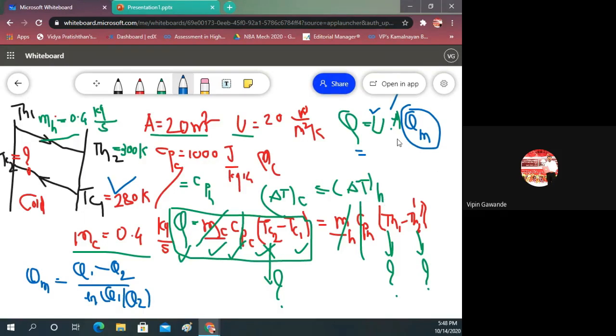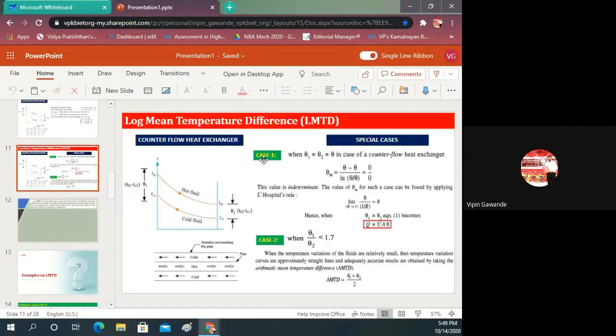So how to calculate this theta m? We know that delta Tc is equal to delta Th, which means this temperature and this temperature are the same. That means theta 1 and theta 2 are the same. So we have a special case here. If theta 1 and theta 2 are the same, what is the value of theta m? Theta m is equal to theta.